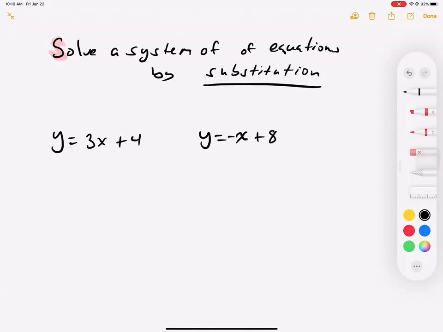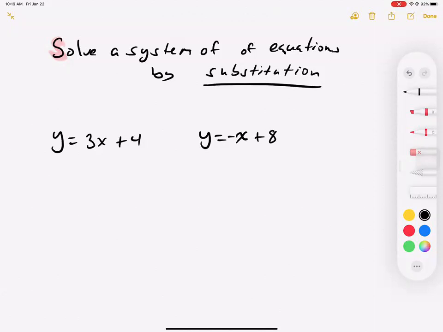Right. So we could graph these lines out and figure out where they intersect. But I want to teach you guys a new method today. And this has nothing to do with graphing. We're going to use graphing to check a little bit later. But we're going to use the algebra skills that we learned already, and this idea of substitution.